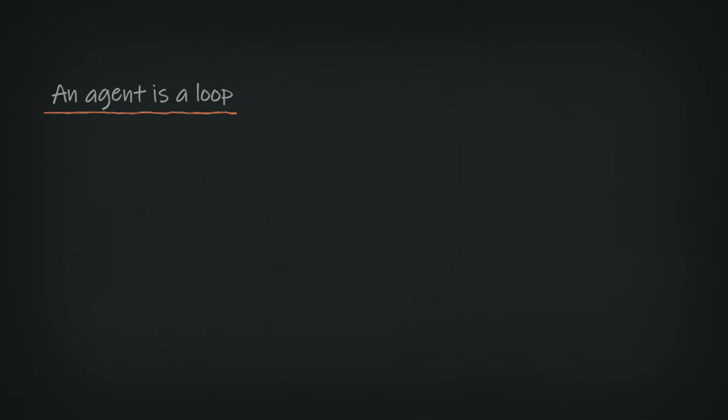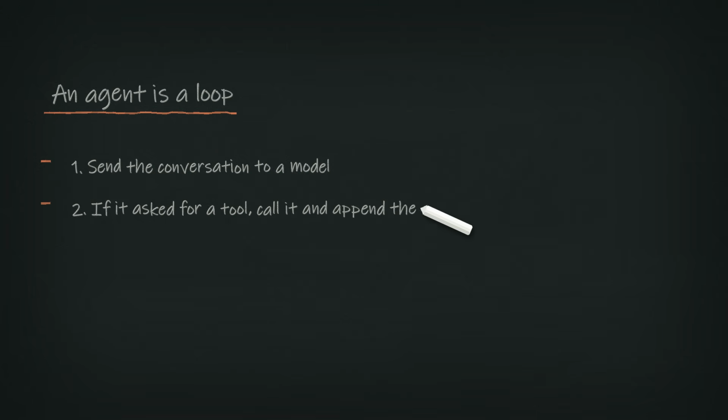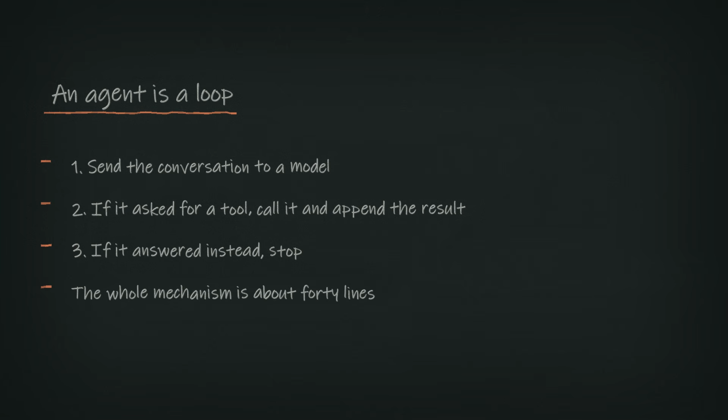You send the conversation to a model. If the model asks to call a function, you call it, you append the result to the conversation, and you go round again. If the model gives you a final answer instead, you stop. That is the entire mechanism. It is about 40 lines, and you are looking at all of them.